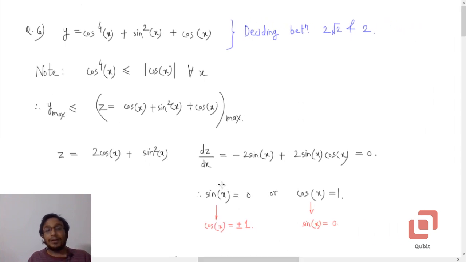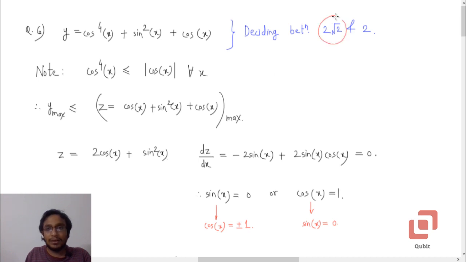So question 6 is the problem which I found was a bit tricky. It didn't involve any fancy differentiation until right at the beginning. You can solve it that way also, but this is how I did it. So it is y equal to cos raised to 4 x plus sin squared x plus cos x, and it was asked what's the maximum value of this function. Without any hesitation, if I let x be 0, then I get y to be 2. And all other options were less than 2 except for 2 root 2, if you remember.